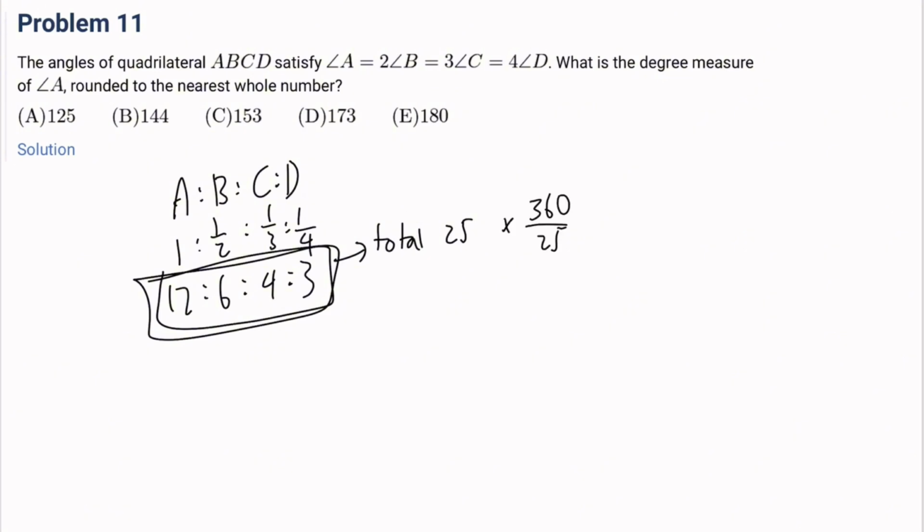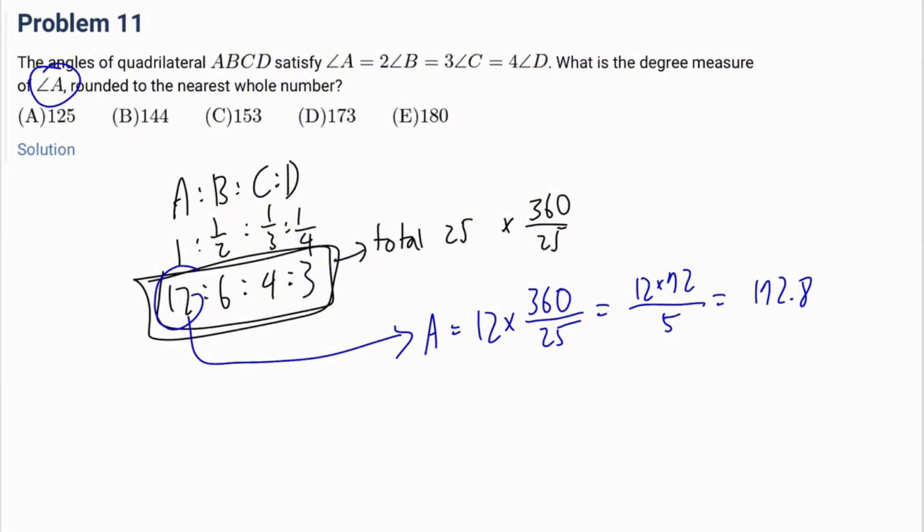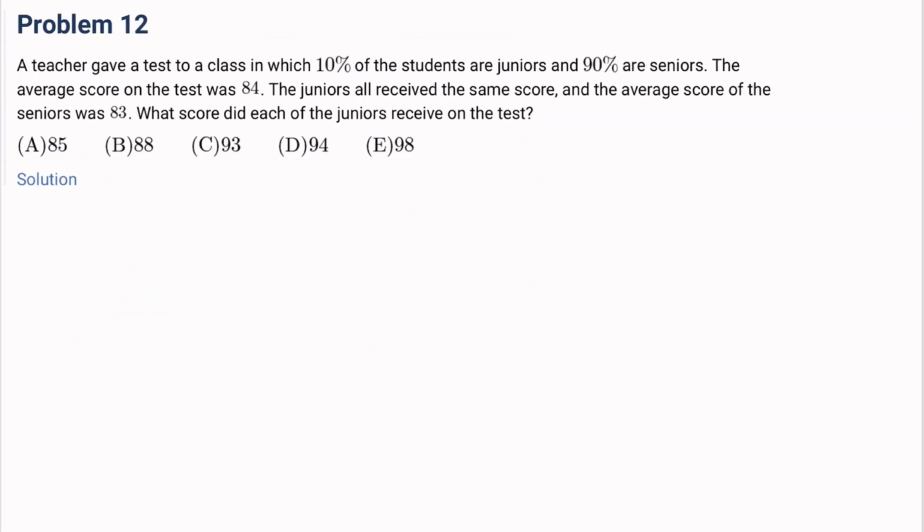And so to get the actual angle, we have to multiply by 360 over 25. And we want the degree measure of A, right? So A is 12 times this much, 360 over 25. And so this is going to be equal to 12 times 72 over 5, which is 172.8. So this is nearest to 173, right? So 173 is our answer. It's D.